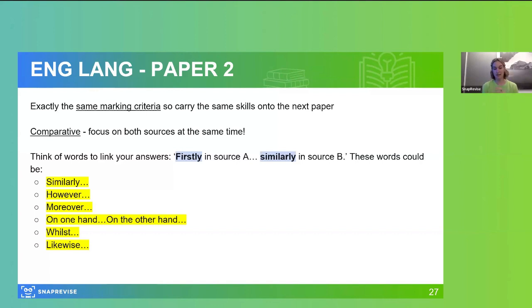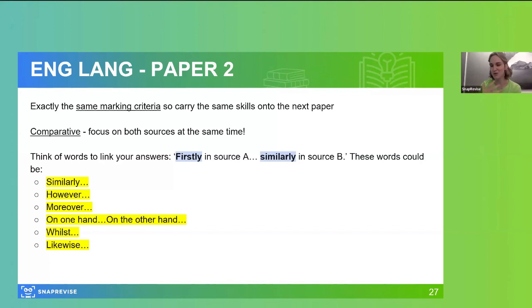There are lots of ways that you can link these sections. So I would always recommend having a little bank of linking words. So like, again, in this example, firstly in source A, similarly in source B. So again, you could use words like however, moreover, on one hand, on the other hand, whilst, likewise.